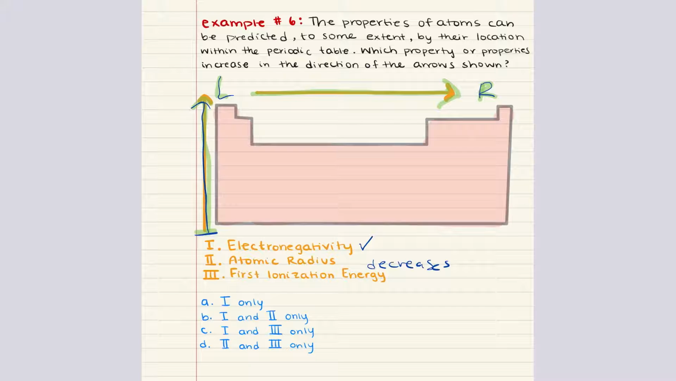We're looking for properties that increase in the direction of the arrows shown, and atomic radius does not. Electronegativity does, however. What about ionization energy? First ionization energy is the energy required to remove the outermost electron from an atom in the gas phase. The trend for ionization energy is, in fact, that it increases going from left to right, and it increases going from bottom to top. So it follows the trends shown in the arrows here. So electronegativity and ionization energy are properties that increase in the direction of the arrows shown, making the correct answer 6C. Beautiful.